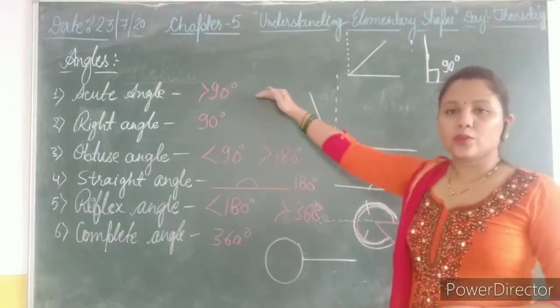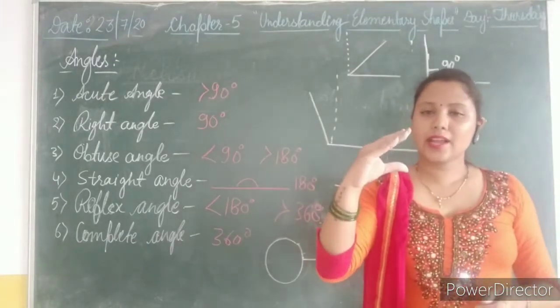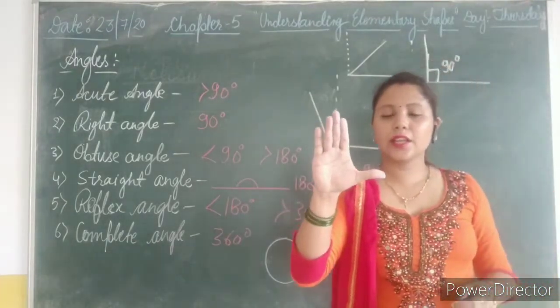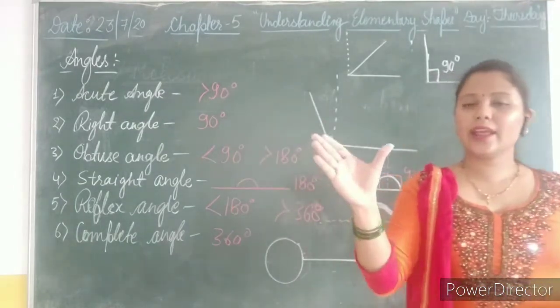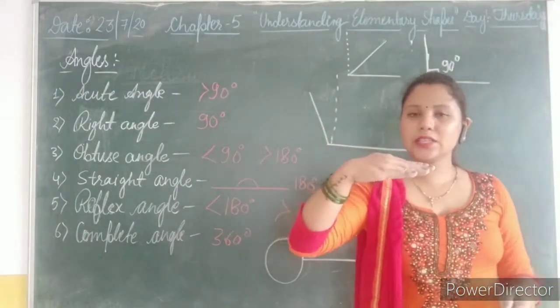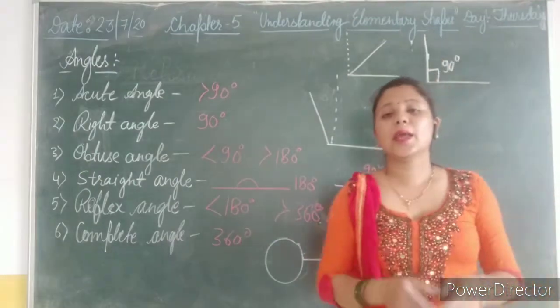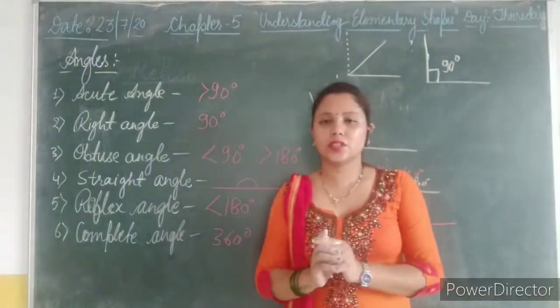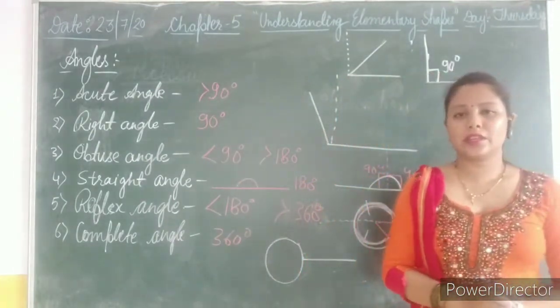Okay, acute angle which is less than 90 degrees, right angle which is exactly 90 degrees, obtuse angle which is greater than 90 degrees, straight angle which is exactly 180 degrees, reflex angle which is greater than 180 degrees but less than 360 degrees, and complete angle that is your exactly 360 degree angle.